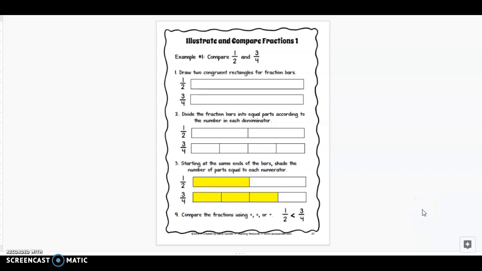Hi, fourth graders. Today we are going to review what we have already learned about comparing fractions. We have learned 3 different strategies so far. We will go through each one and do a practice.